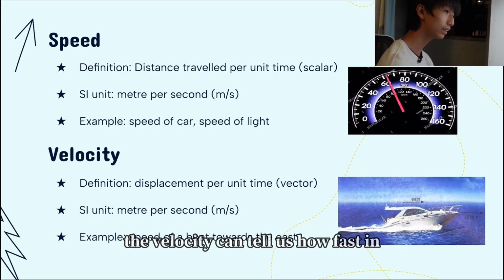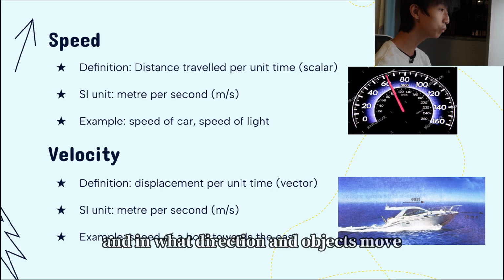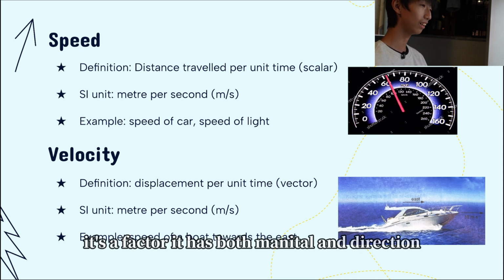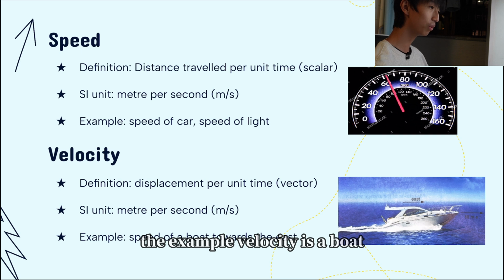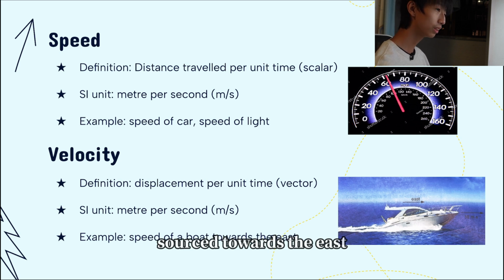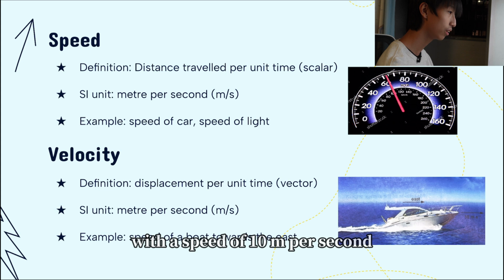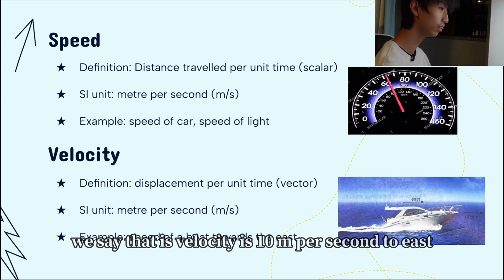The velocity can tell us how fast and in what direction an object moves. It's a vector. It has both magnitude and direction. The SI unit of velocity is m per s. The example of velocity is a boat soars towards the east with a speed of 10 meters per second. We say that its velocity is 10 meters per second due east.